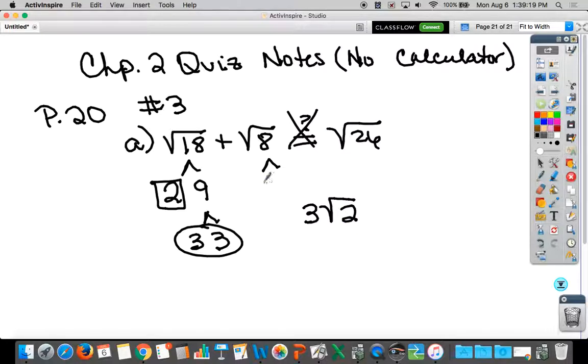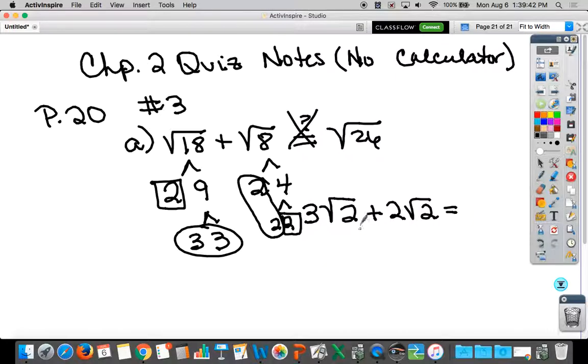Now let's factor tree 8. So we'll start with 2 and 4, and 4 is 2 and 2. I have a pair of 2s. It doesn't matter where that pair lies. Next to each other or at different branches, it doesn't matter. And I have a 2 that has to stay home. So that's 2 square roots of 2. So these are treated just as if they were variables, so to speak. So I have 3 square roots of 2. I'm adding 2 more square roots of 2. So I have 5 square roots of 2.